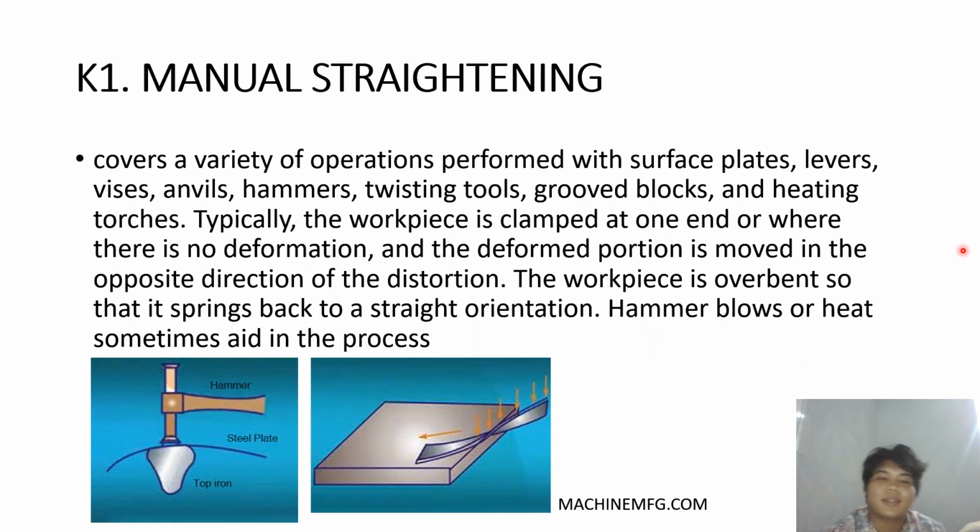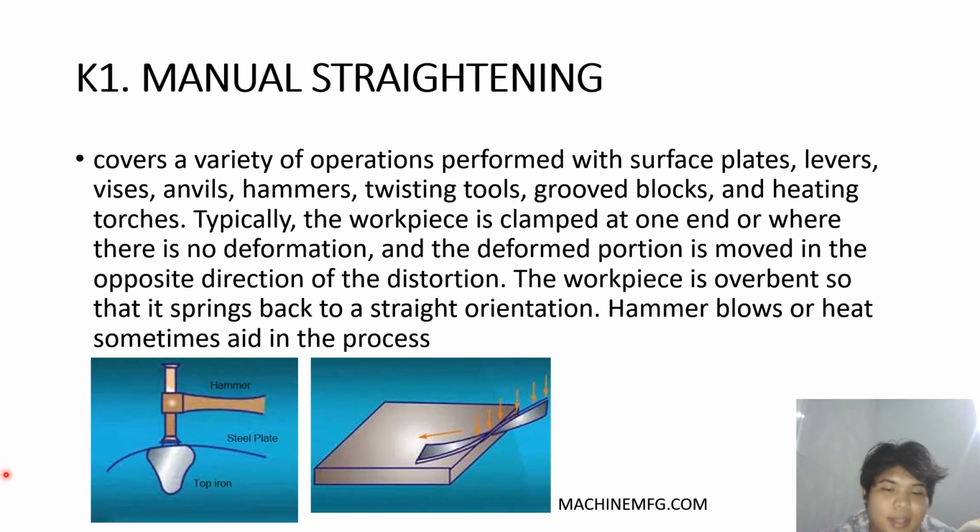Manual straightening covers a variety of operations performed with surface plates, levers, pieces, anvils, hammers, twisting tools, groove blocks, and heating torches. Typically, the workpiece is clamped at one end or where there is no deformation, and the deformed part or portion is moved in the opposite direction of distortion. The workpiece is overbent so that it springs back to straight orientation. Hammer blow or heat sometimes aid in the process.